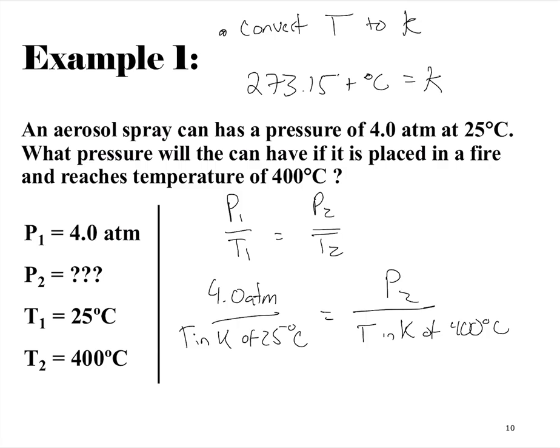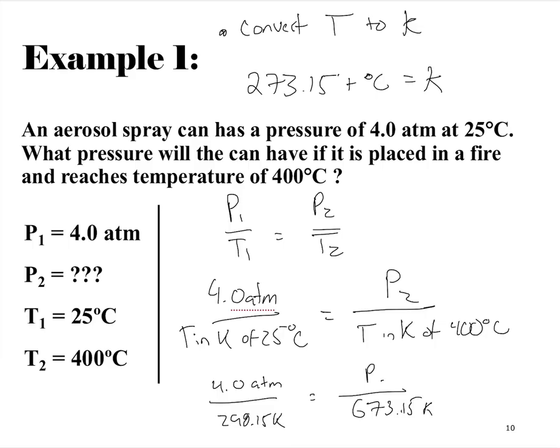All right, so what were our two temperatures that we ended up using for this? Once you converted the Celsius to Kelvin, what were the two temperatures? It was 4.0 atm over 298.15 Kelvin equals P2 over 673.15 Kelvin. All right, so these are our two temperatures. And we're always making sure to keep our units in the calculation. I'll try to make sure I'm writing higher so you can see it in the back.